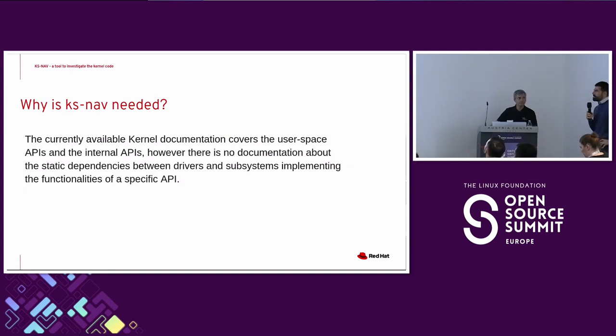And why is it needed? Now, if you look at the documentation that is currently available in the Linux kernel, there is no documentation about the interaction between different subsystems. You can see in the kernel documentation, you have the description of functionalities of different subsystems. You can look at the kernel doc headers to understand single function behavior. However, you don't really have a view of what the subsystems are that are supporting, for example, the ioctl syscall, to give you an example, right? So with KSNAP, we are able to reverse engineer a specific binary image and provide such a view.